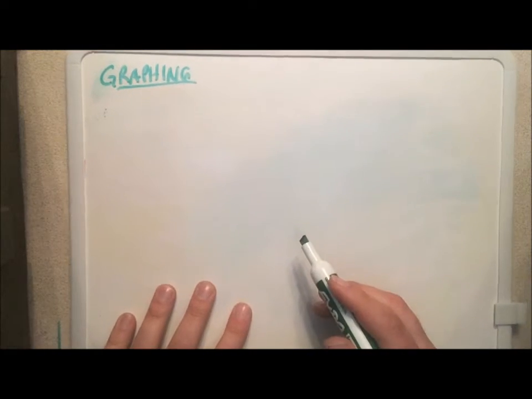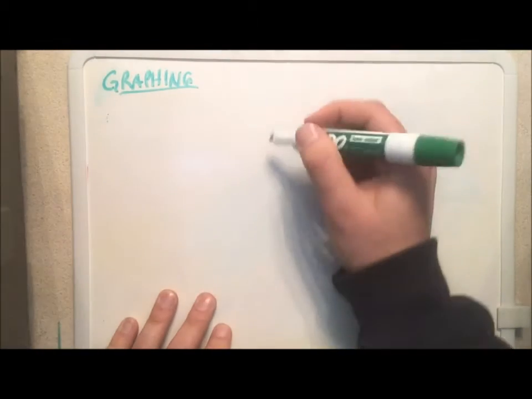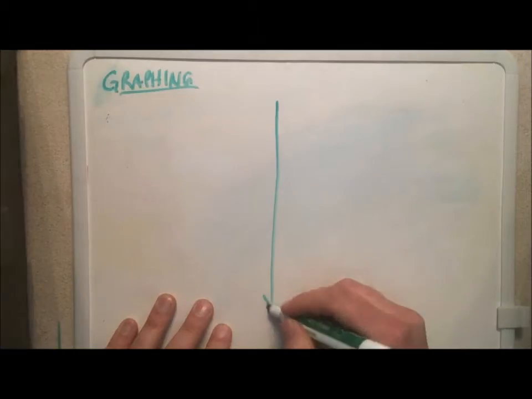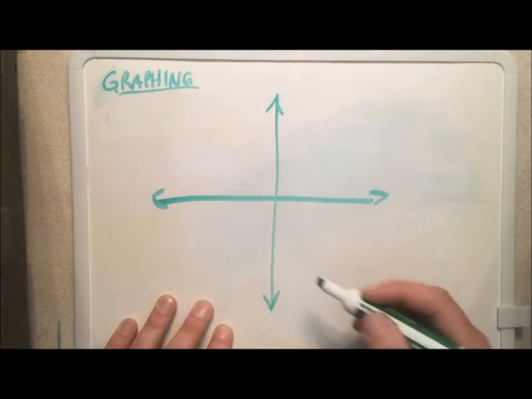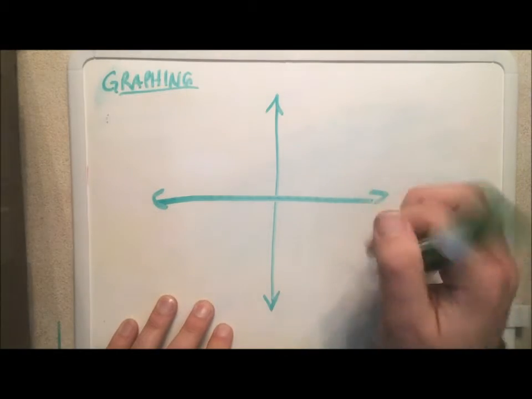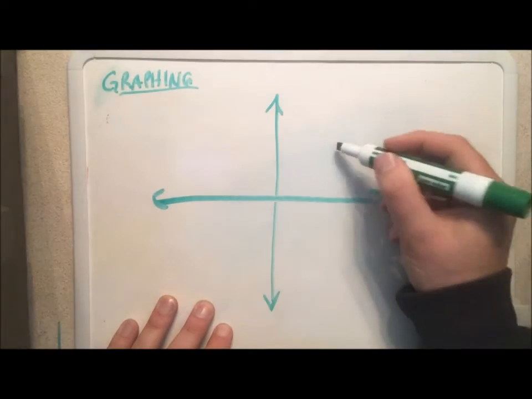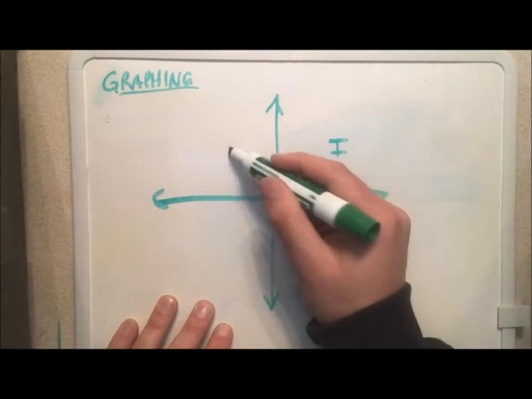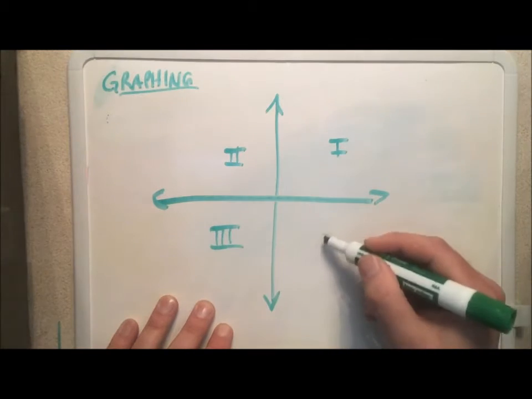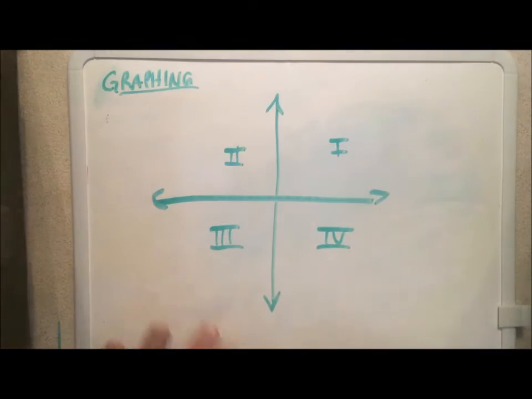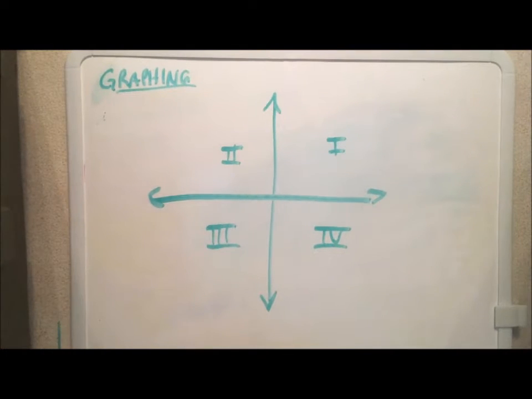All right, so before we start graphing real lines, we need to just learn a couple things. So again, here is our Cartesian plane. It's got 1, 2, 3, 4 sections. This is called quadrant 1. This is called quadrant 2. This is called quadrant 3. This is called quadrant 4. Okay, that's just a background.